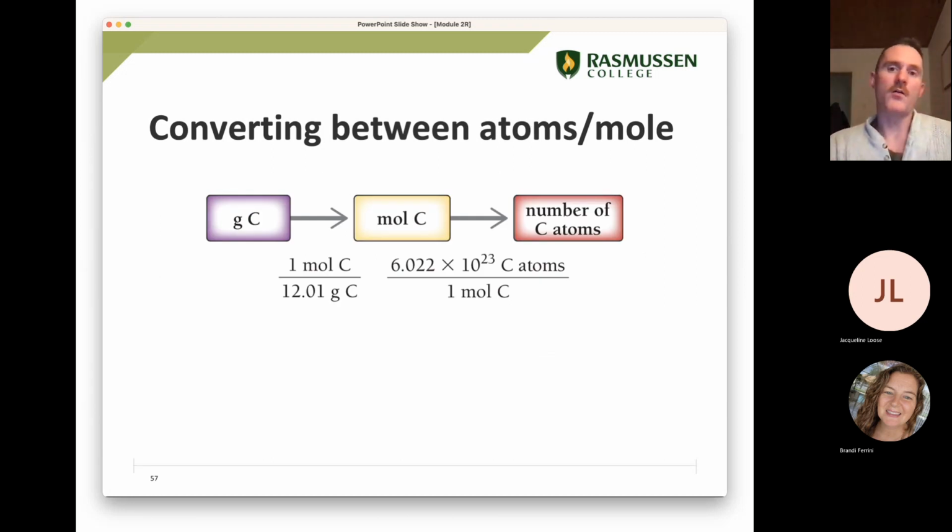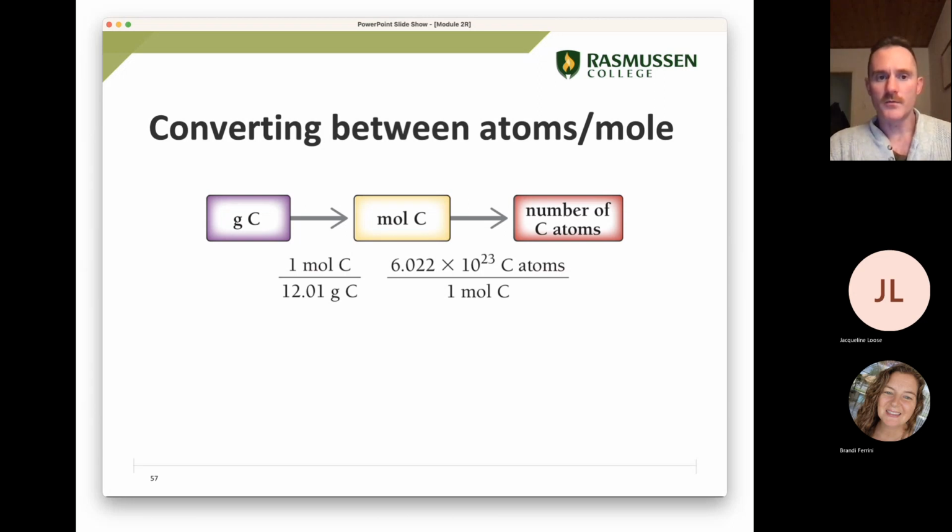But now what if you want to go all the way to the number of atoms of carbon? Then all of a sudden you have to throw in another conversion factor. This is really important for the quiz. This is super, super important. If you're going between mass and the number of atoms, you've got to go through the moles. It's a 2-step process. So that's what we're going to show you here.